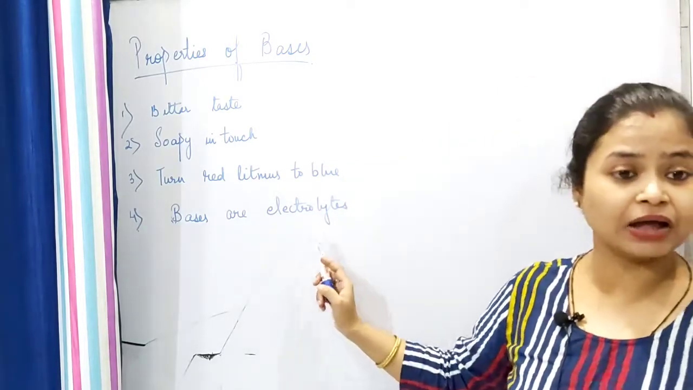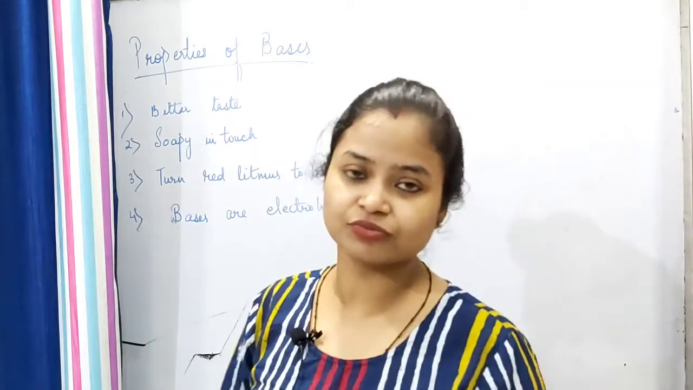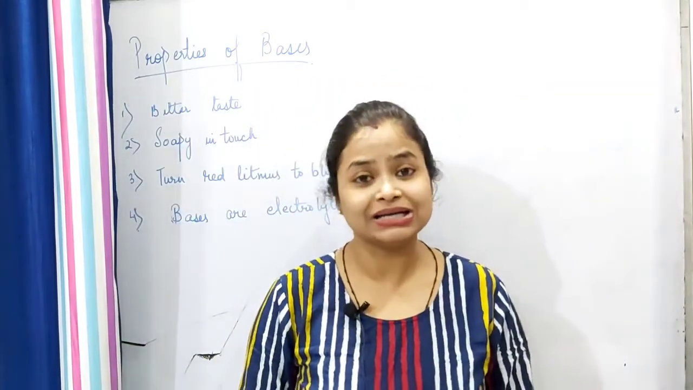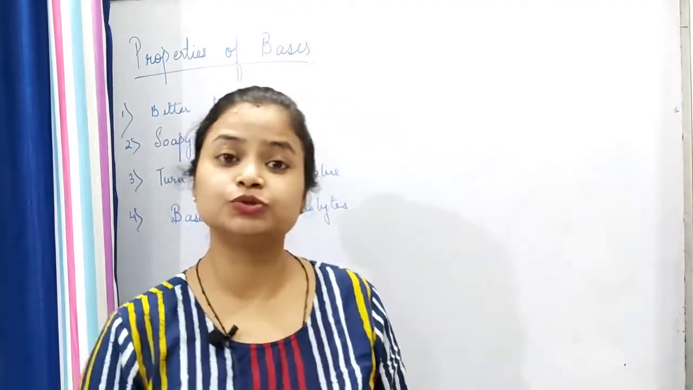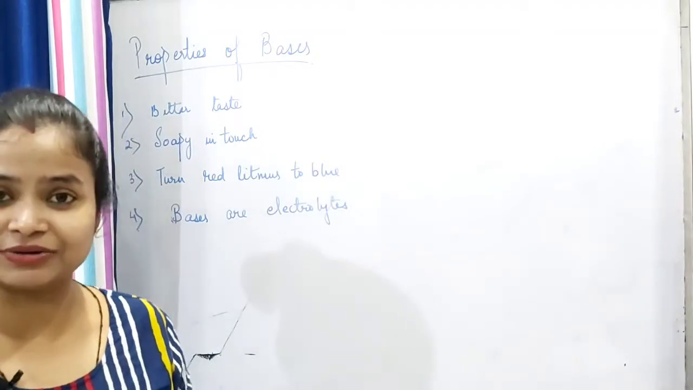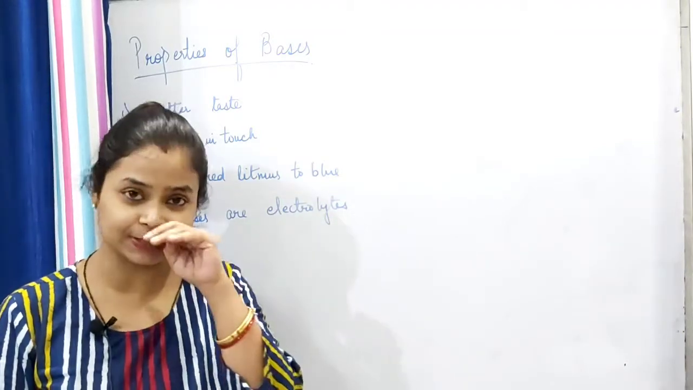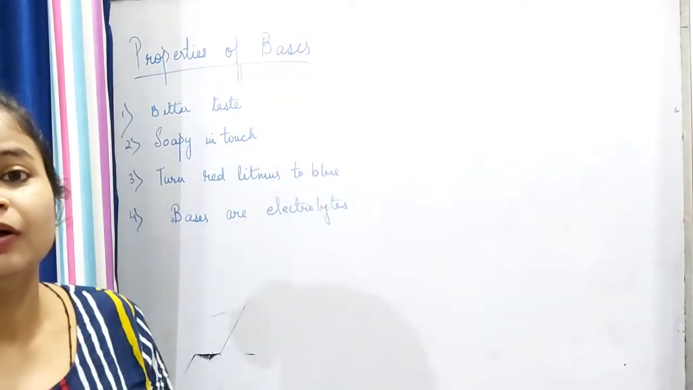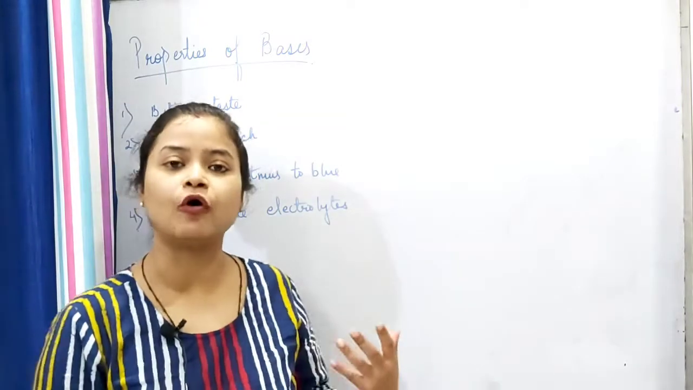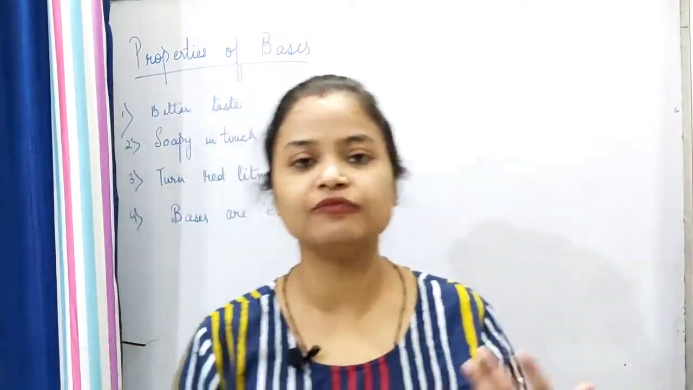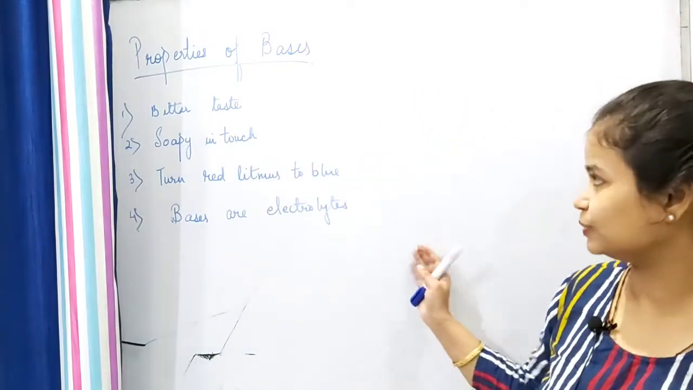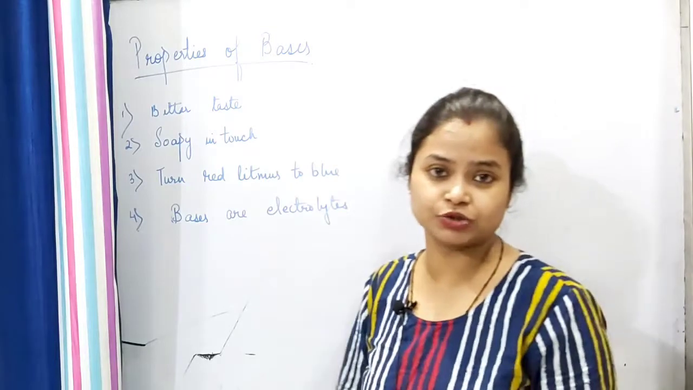Then bases are electrolytes. When I say electrolytes, what are electrolytes? Those substances which have the tendency to conduct electricity. So bases also have this property of conducting electricity. They can pass electricity through them. And what is the reason for that? The reason is they can form ions. As they can form ions, therefore they are electrolytes and can conduct electricity as well. So these are the physical properties of bases.